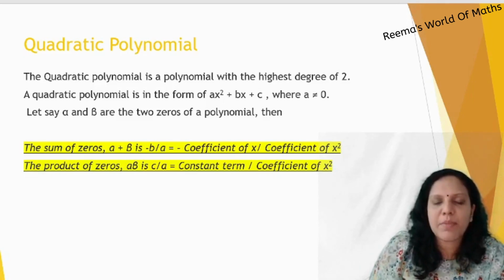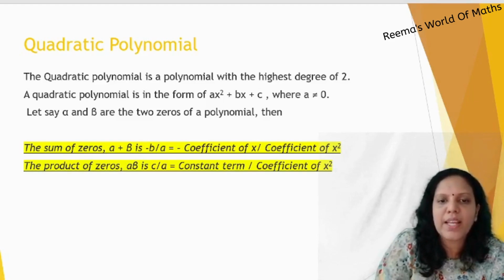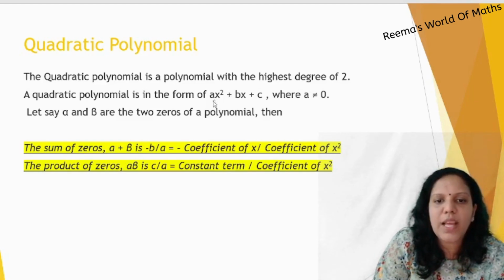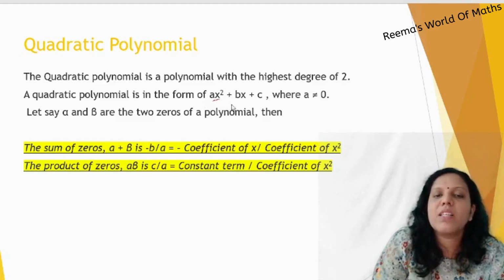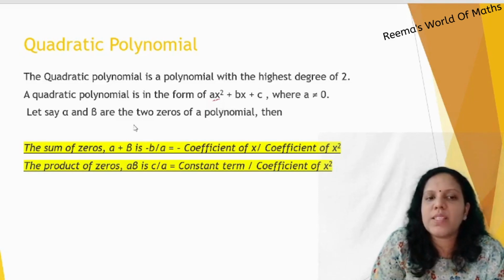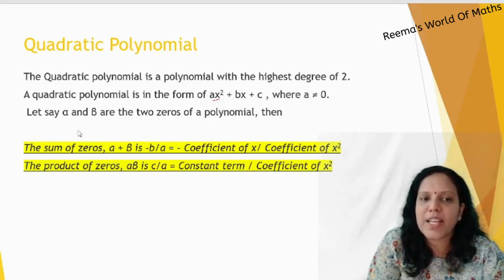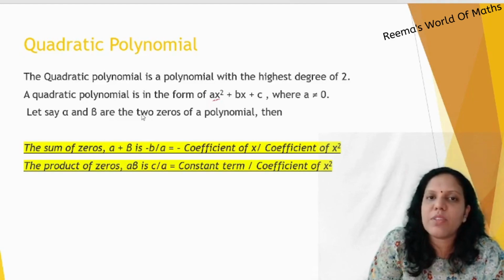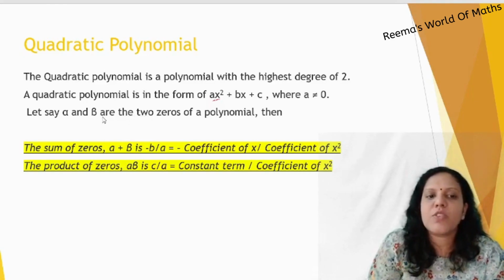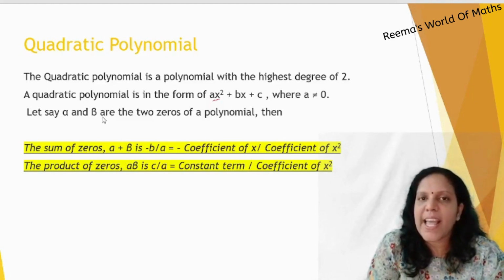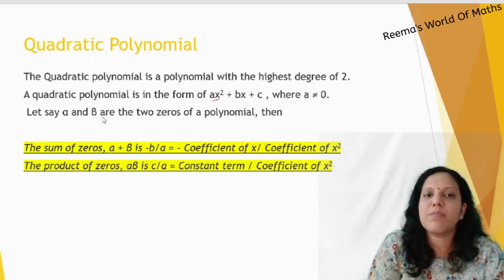So what does that mean? If we replace the value of x with alpha, we will get this equation equal to 0. Similarly, if we replace the value of x with beta, it will also give the equation equal to 0. So we are assuming that alpha and beta are two zeros of this polynomial.